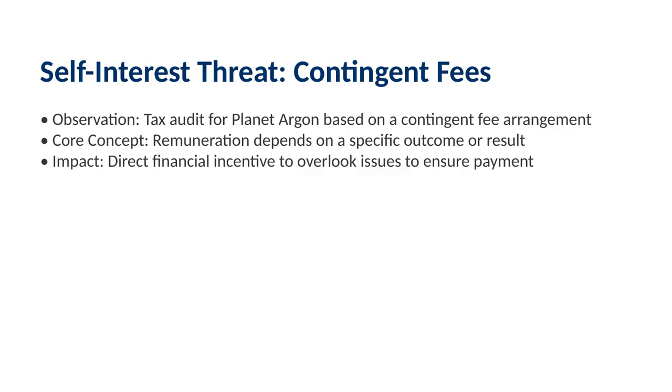Finally, partner Nitrogen again accepts a tax audit for Planet Argon, but the management agrees to pay a contingent fee. A contingent fee means the payment depends on the outcome of the audit. This creates a direct financial incentive for the auditor to potentially overlook things to ensure the fee is paid. This is another instance of a self-interest threat.